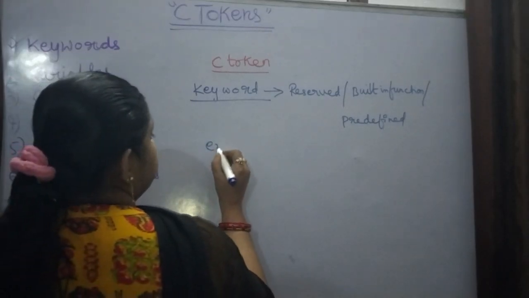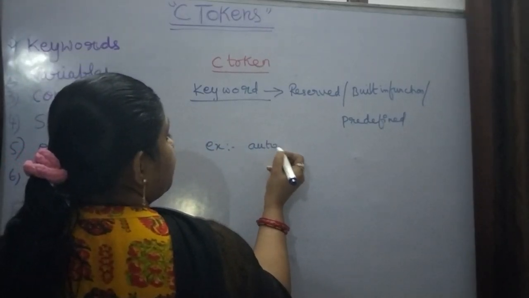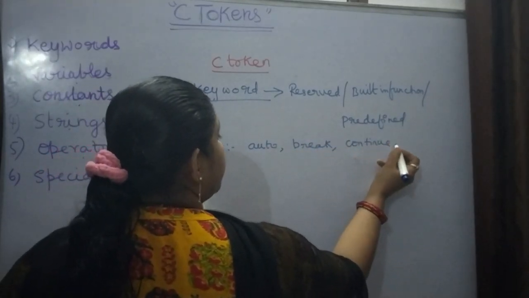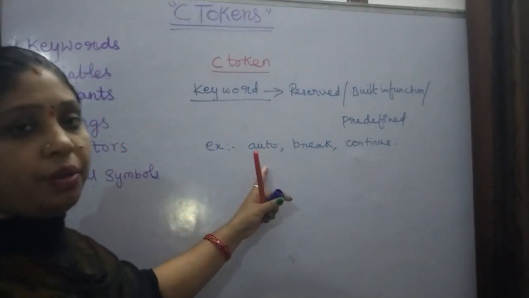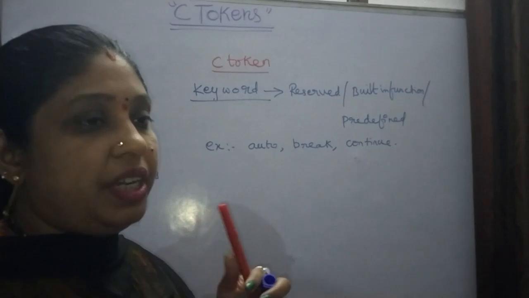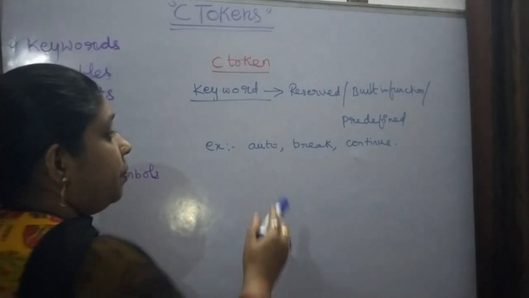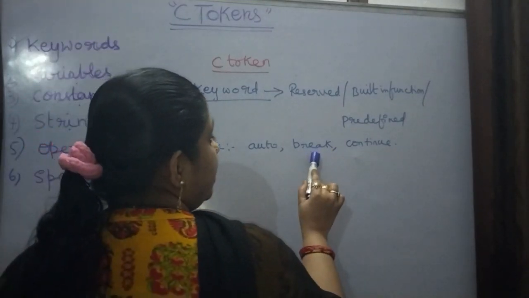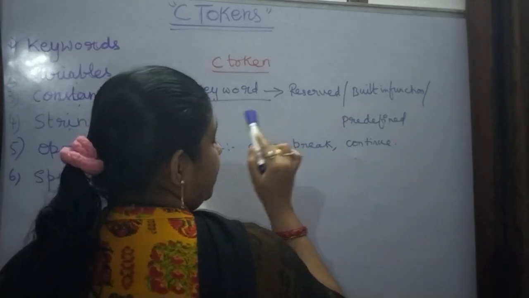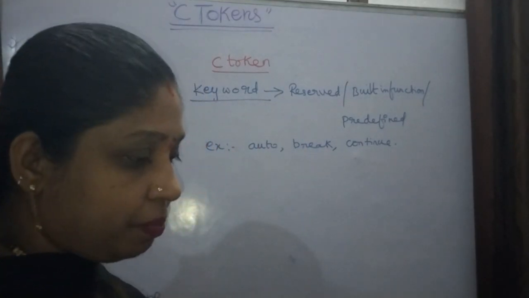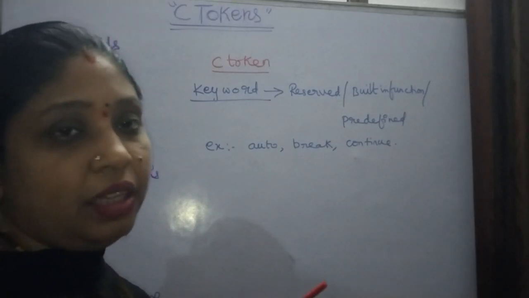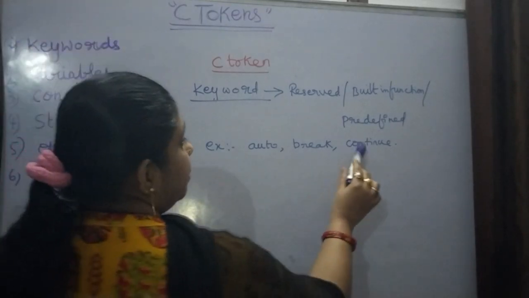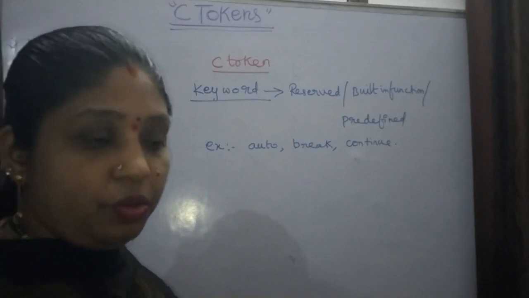For example, auto, break, continue. So what's happening here? You can understand. Auto means automatic; the work it has to do is automatic work. Break means it will break the series. Wherever it is given in the program, whenever the compiler comes to that break word, it will break whatever work it has to do. Continue means the compiler will continue the work.